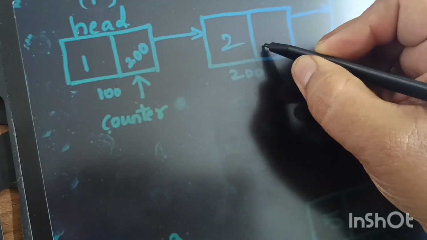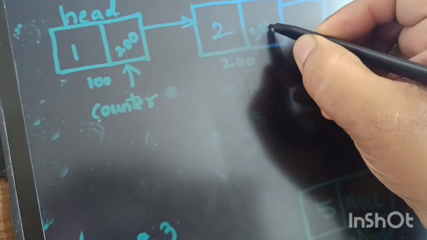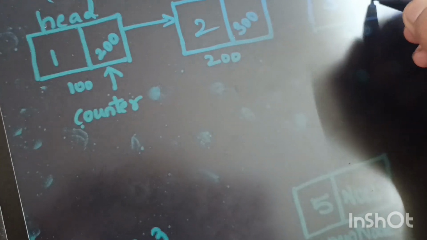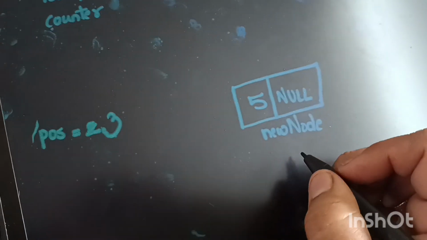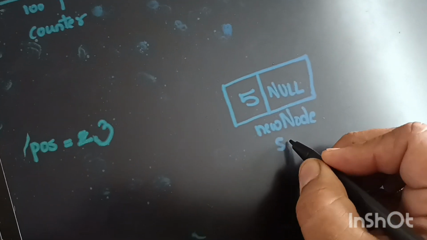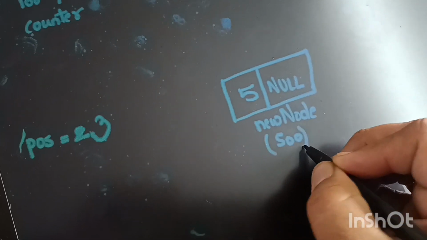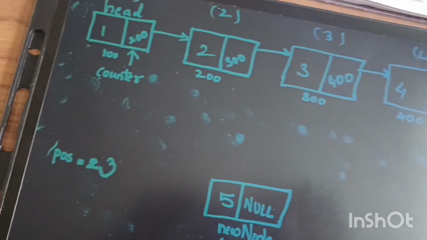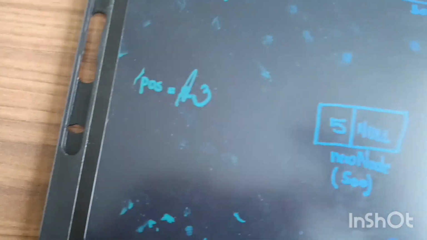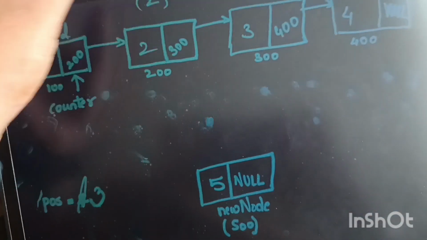200, 300, 400. This is at the location 500. Okay, now I will start. So this 2 I am cancelling, 3 is there. So now I will start.